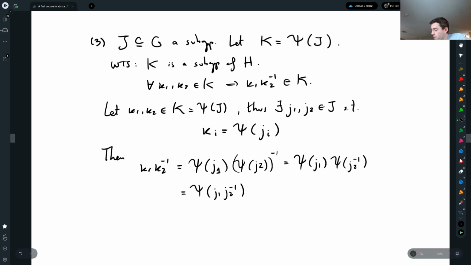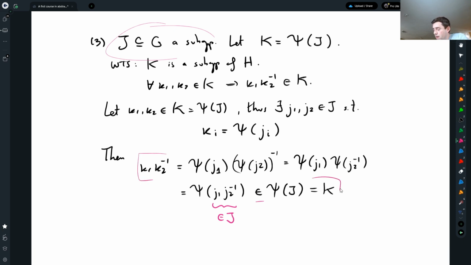But now, because J is a subgroup, we know that J1 J2 inverse is in J. And therefore, this element belongs to psi of J. It's in the image of J, but the image of J is K. And that's what I wanted to check, that this is in K. That proves that, since this was for any K1 and K2, K is a subgroup.